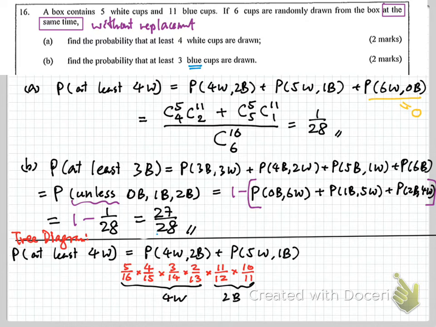And this branch is going to repeat 6C2 times. I leave it to you to figure out how come this number is 6C2. And then for a similar token, we have this.